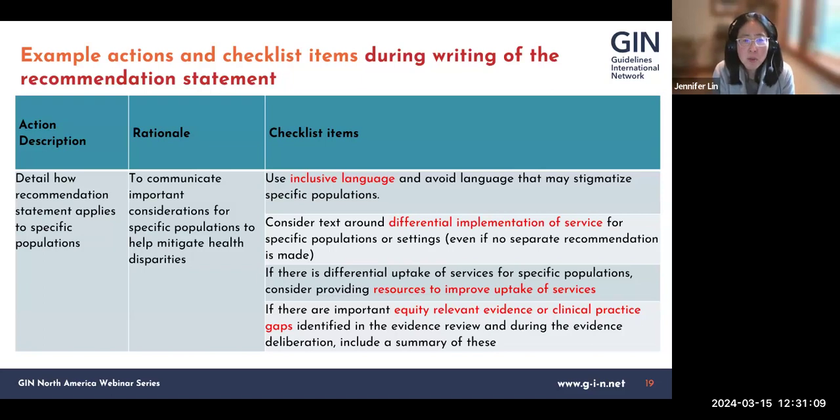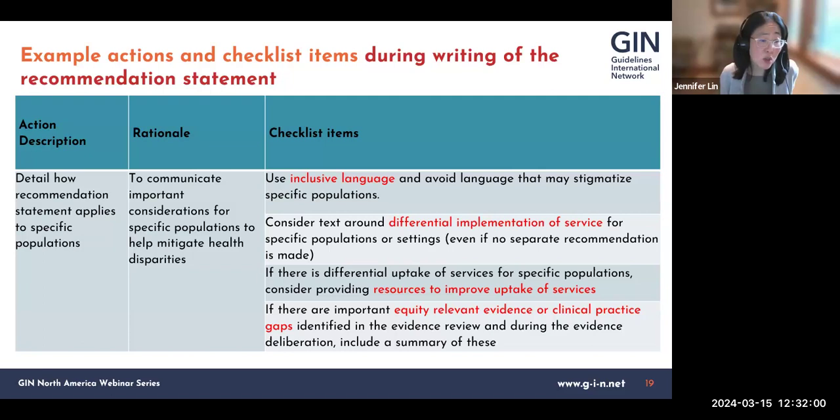And I think it's also really important to consider offering text around the differential implementation of a service, if that is needed, and especially if text really needs to be highlighted for the equitable allocation and receipt of recommended services. If there is differential uptake of services across populations, we also suggest providing resources that might allow someone who's implementing these recommendations to improve the uptake of services in their context.